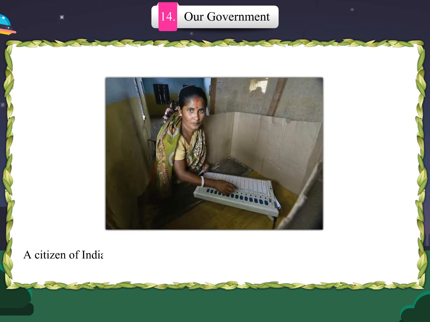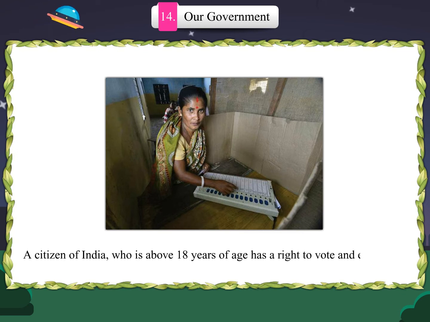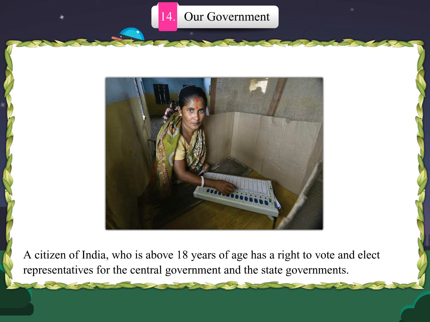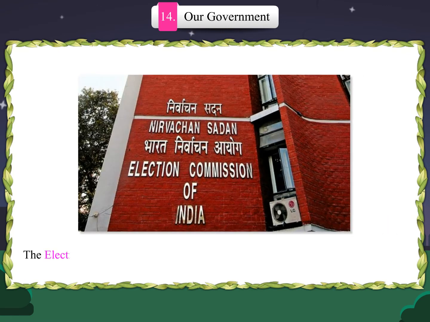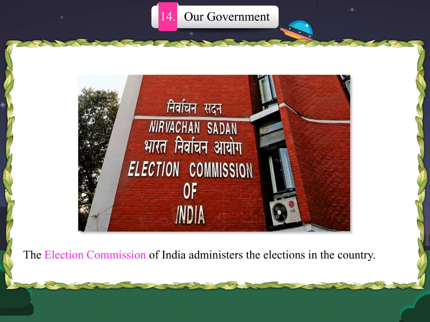A citizen of India who is above 18 years of age has a right to vote and elect representatives for the central government and the state governments. Elections are held after every 5 years in our country. The Election Commission of India administers the election in the country.